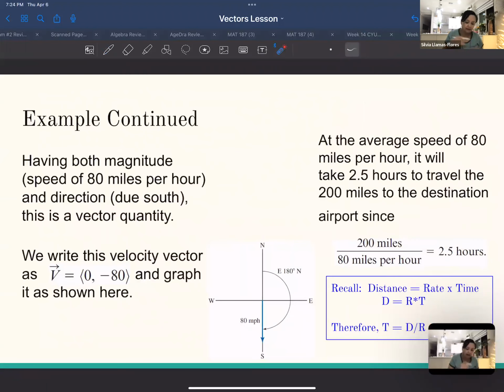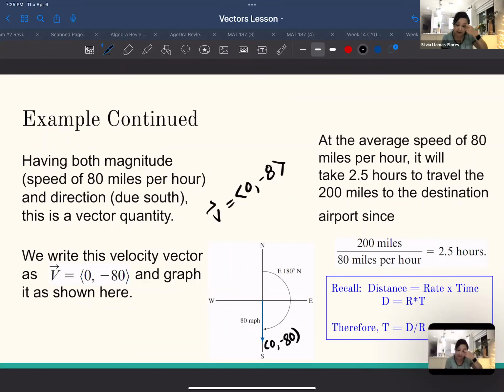Now we write this velocity vector, because that's our velocity, as 0, -80. Because if you think of the tail end, right there, this point is at 0, -80. But we don't write it as a coordinate point because, again, it has direction and it has magnitude. We have to use the little symbol here to indicate that it's a vector.